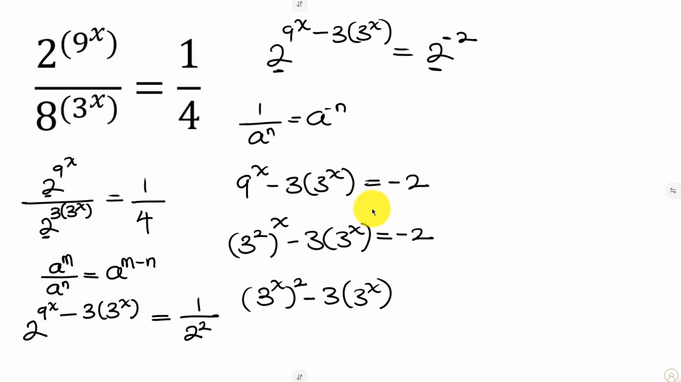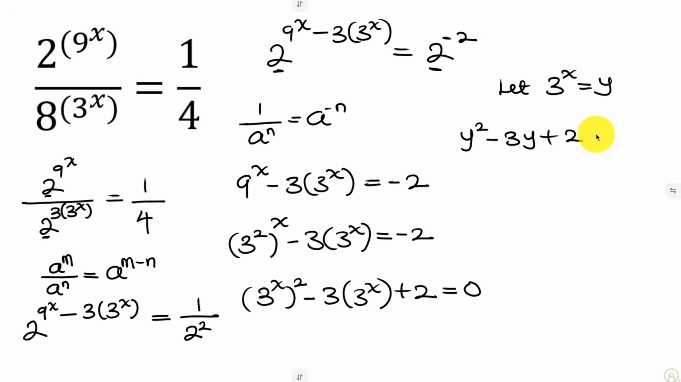Now I'll move negative 2 to the right hand side so that it becomes plus 2, and this is equal to 0. Very good. Now we see that we have 3 to power x here, and we also have it here. So we can introduce substitution. So we can see that let 3 to power x be equal to y. So that means this becomes y squared minus 3y plus 2 equal to 0.